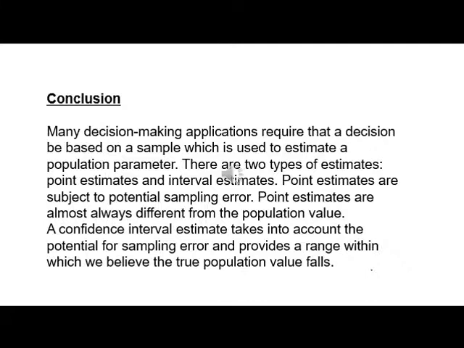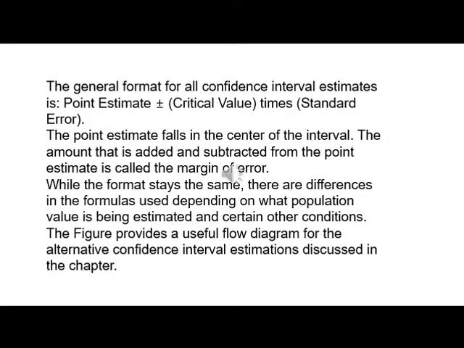The general format for all confidence interval estimates is point estimate plus or minus critical value times standard error. The point estimate falls in the center of the interval. The amount that is added and subtracted from the point estimate is called the margin of error. While the format stays the same, there are differences in the formulas used depending on what population value is being estimated and certain other conditions. The figure provides a useful flow diagram for the alternative confidence interval estimations discussed in the chapter.